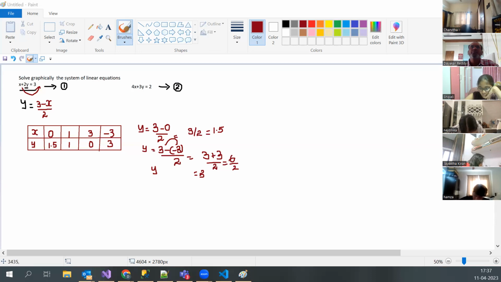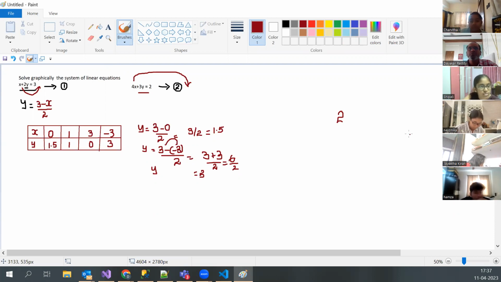Now, similarly, from equation 2, we need to find the value of y, right? How do I find it, Shipali? What is the value of y from equation 2? So it is 2. First we have to... So shouldn't it be minus 4 by 3? No, I am asking Shipali. You said it wrongly.